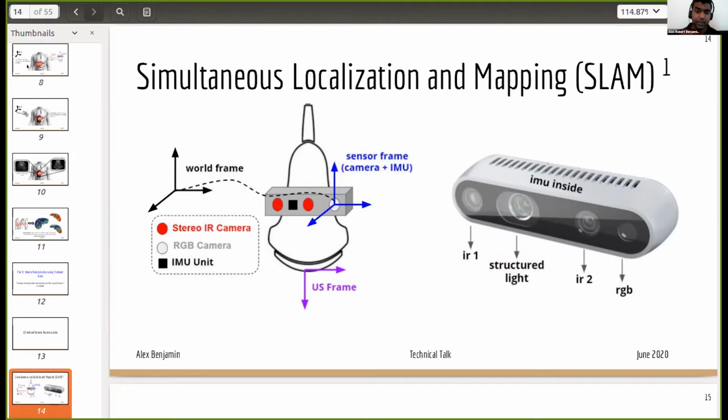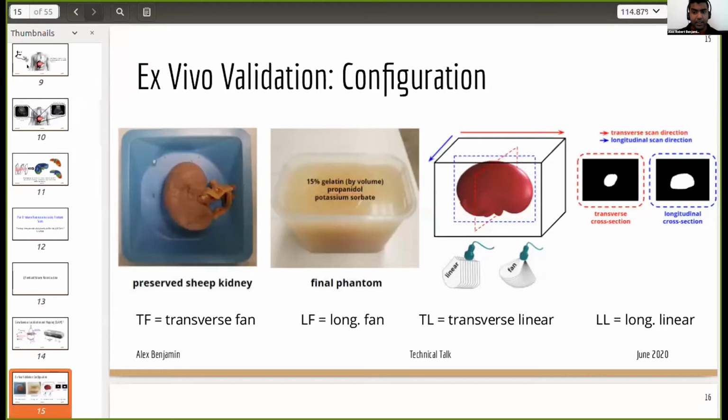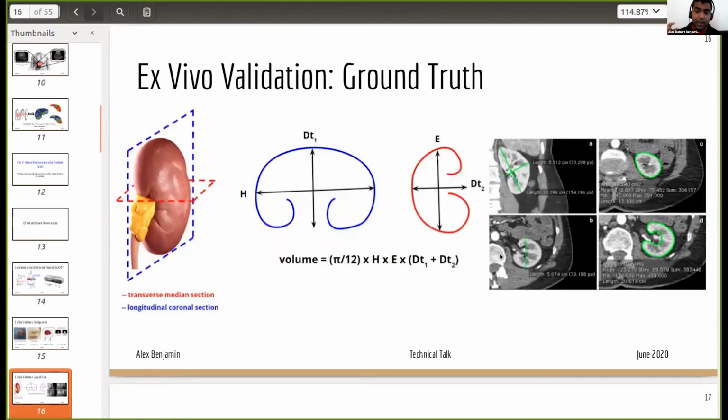Basically, it means as the probe is scanning the patient, these sensors are determining the position and orientation of the probe. We initially tested it on an ex vivo sample, a sheep kidney, which we embedded in a block of gelatin. The leftmost figure is the kidney, the middle is it embedded in gelatin, and the rightmost figure shows that we allowed variable scanning configurations, because in the clinical setting, clinicians do whatever they need to do to get the right vantage point, to get the right image. So we allowed for 4 different scanning configurations, the details of which are not important, but basically we allowed for variable scanning modalities.